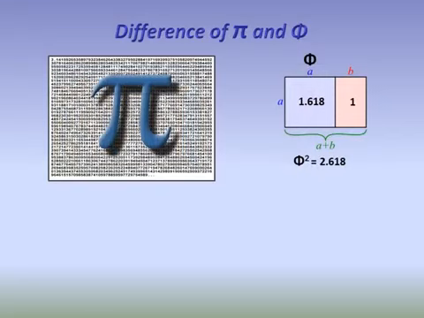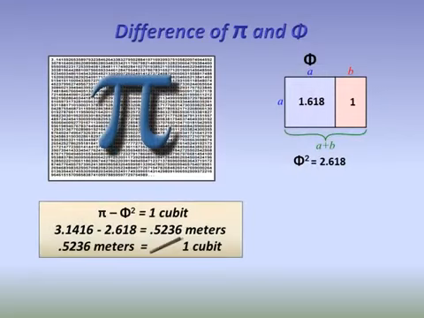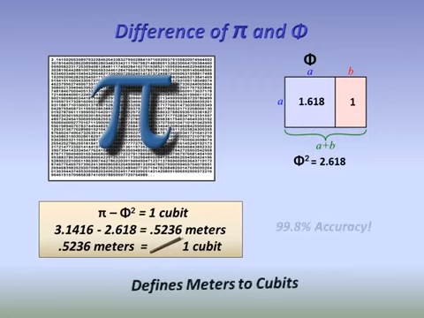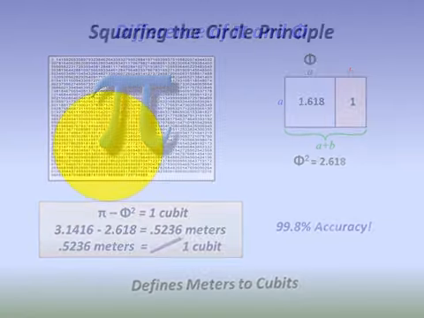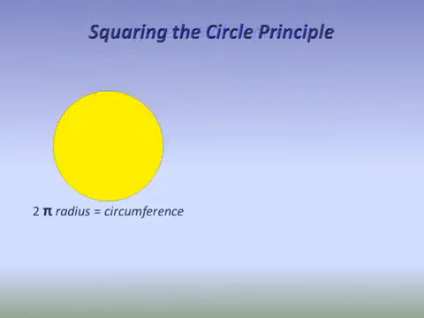Now, the difference between pi and the golden ratio is 0.5236. And it just so happens that there are 0.5326 meters to a cubit. And that defines that relationship with 99.8% accuracy. Is this a coincidence? The squaring of the circle principle.